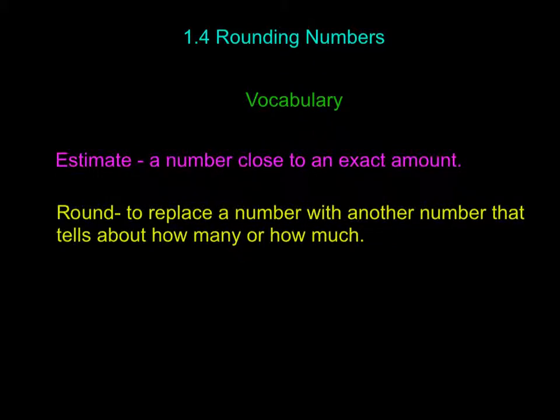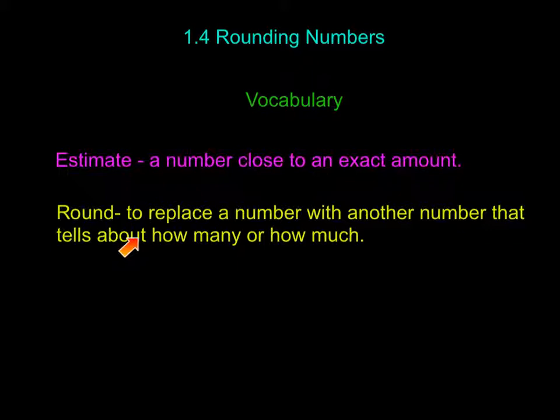Today we're going to learn about rounding numbers, and so we're going to look at our vocabulary here. Our first vocabulary word is estimate. Estimate is a number close to an exact amount. In order to get an estimate, we take what we know about math to form that estimate. So another word I like to call it is an educated guess.